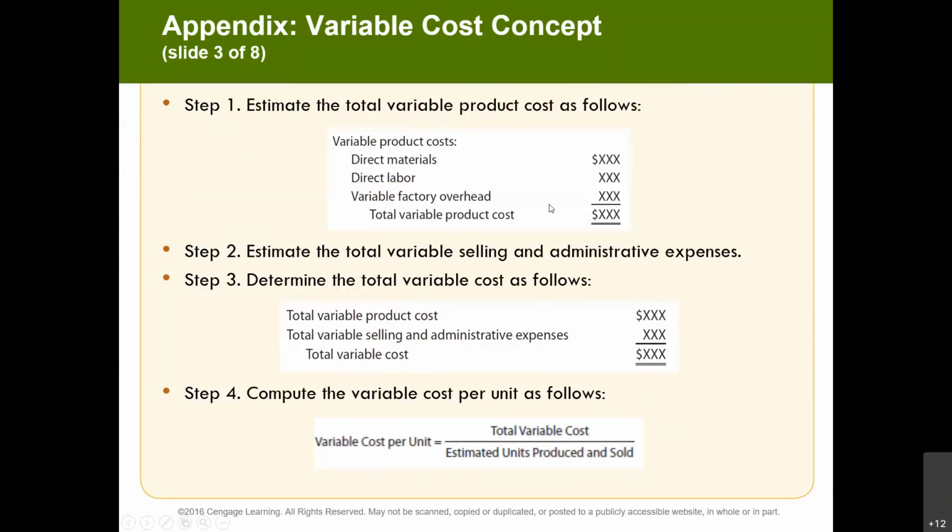Again, you do the same process. You take to get your total variable cost per product. You get your direct materials, direct labor, and your variable factory overhead, not the total factory overhead, but the variable factory overhead. Because again, we're looking at the variable cost concept. You estimate your total variable selling and administrative expenses. To determine the total variable cost, we take our variable product cost plus our variable selling administrative expenses to get the total variable cost. We then take our total variable cost, divide that by the estimated units that we are going to produce.